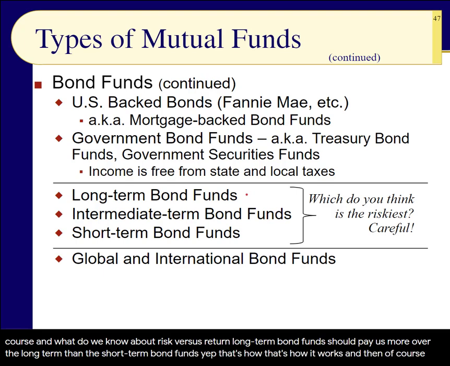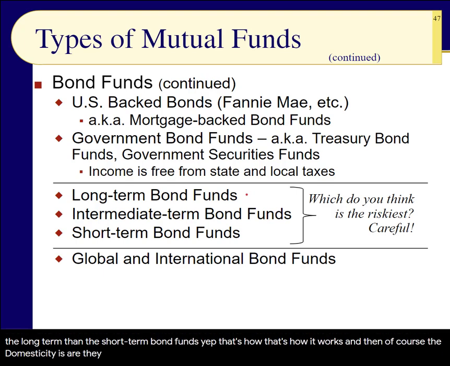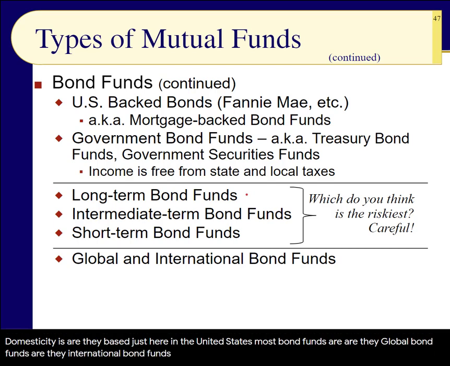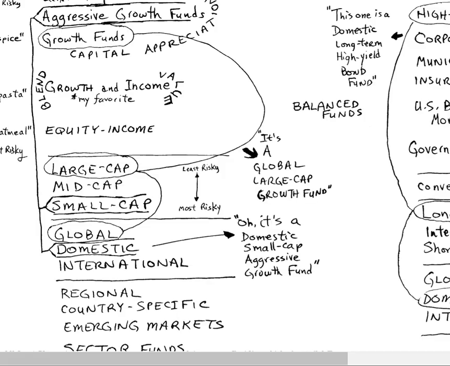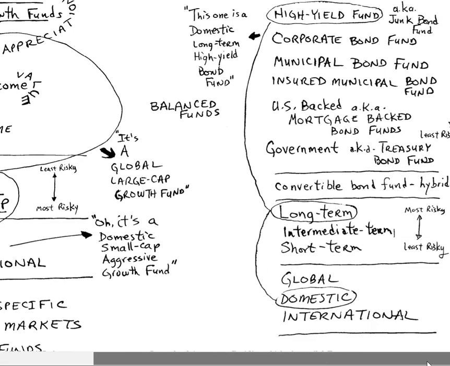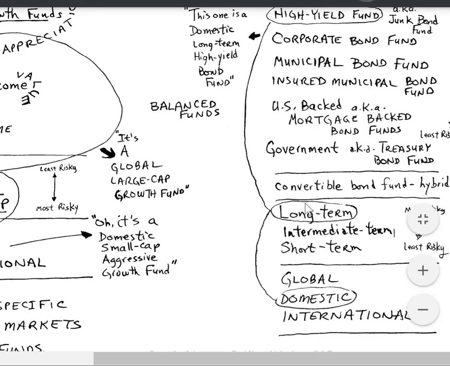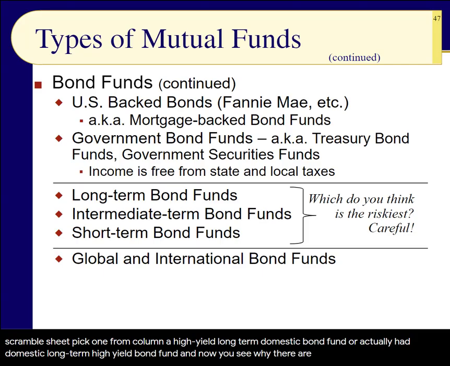And then, of course, the domesticity. Are they based just here in the United States? Most bond funds are. Are they global bond funds? Are they international bond funds? So we have the same old thing we looked at before with our Scramble sheet. Pick one from column A: domestic long-term high yield bond fund. And now you see why there are thousands of mutual funds.